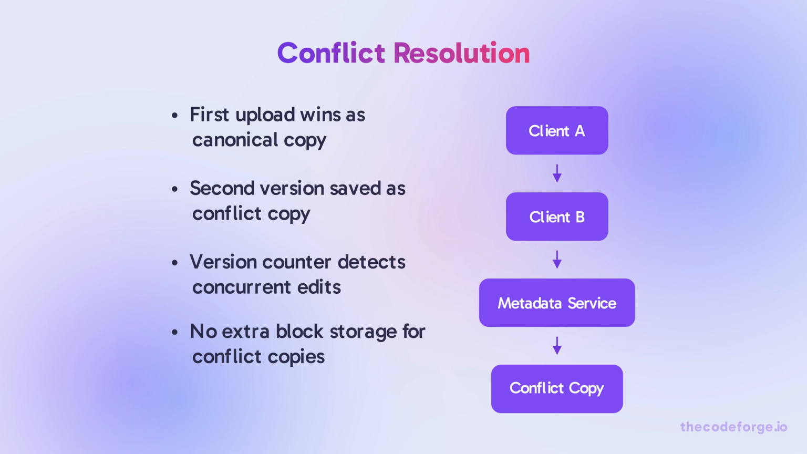When two clients edit the same file concurrently, the first upload wins. The second is saved as a conflict copy with a suffix like conflicted copy. The server uses a version counter on each file entry. If the version in the update doesn't match the current server version, it's a conflict. Conflict copies only add metadata rows, not block storage, because deduplication already stores the blocks.